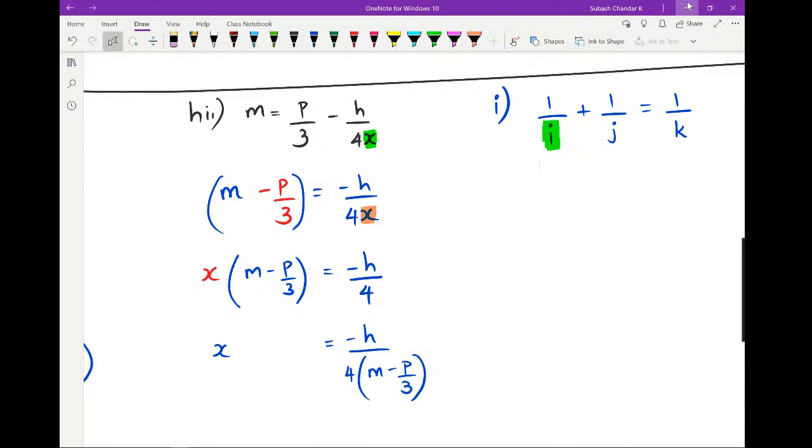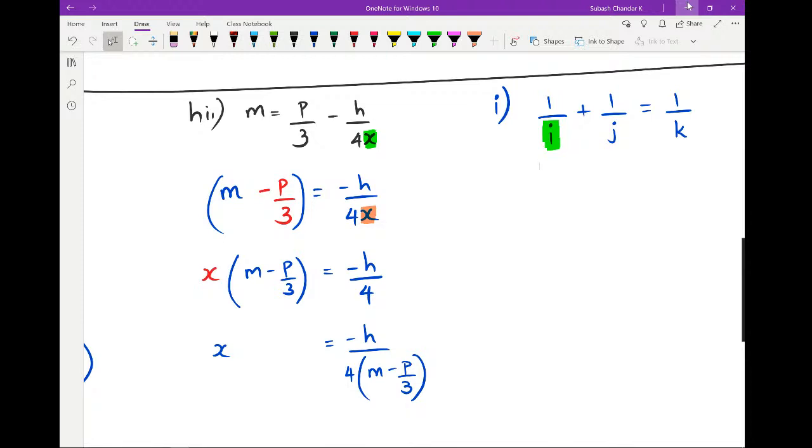Which question are you talking about, Rashita? Which question are you talking about for logs? Kaizen, I did major in maths long time ago.